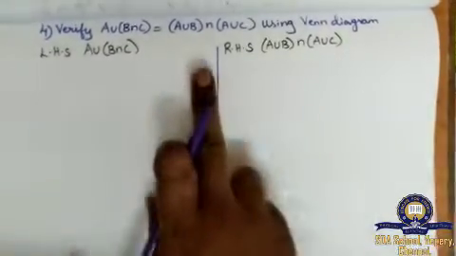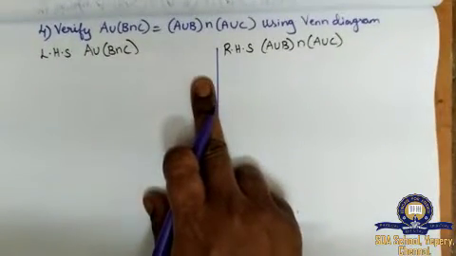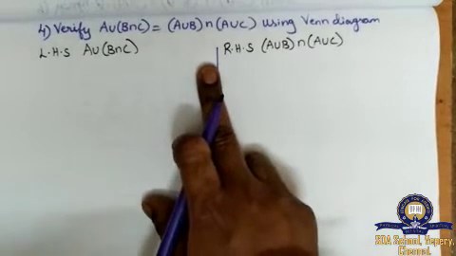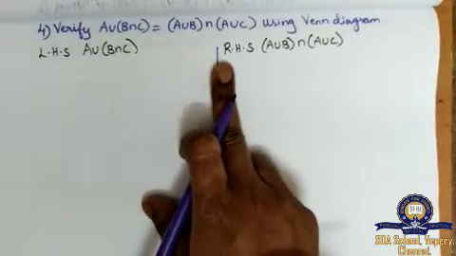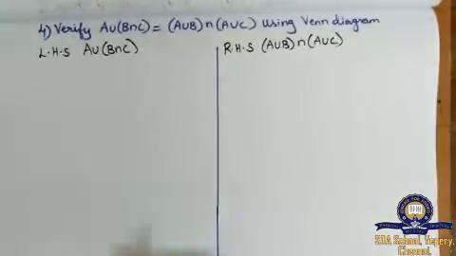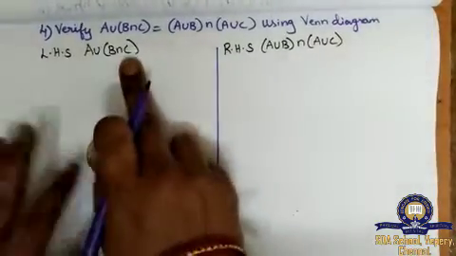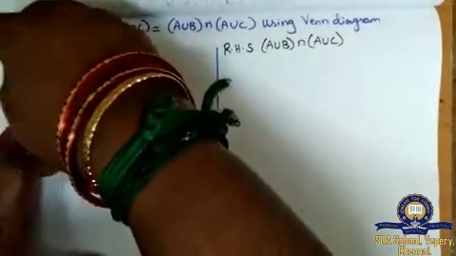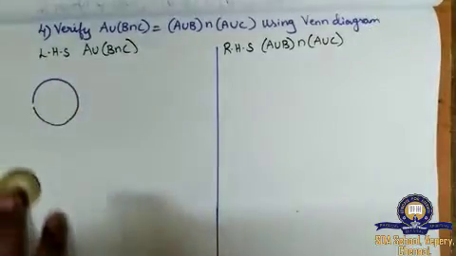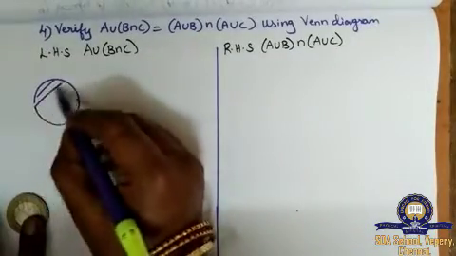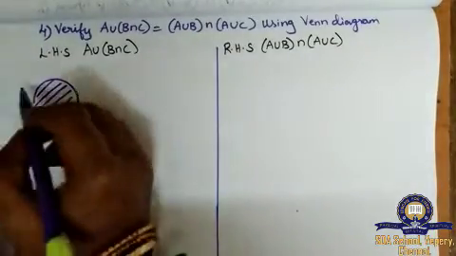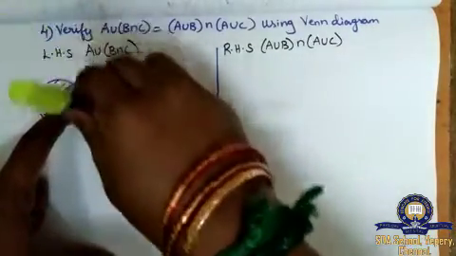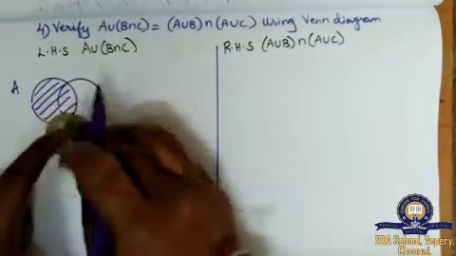Verify A union B intersection C is equal to A union B intersection A union C using Venn diagram. First is what? LHS, A union B intersection C. First I am going to draw only the A circle, so I am going to shade. This is A. Then I am going to draw the B circle and C circle.